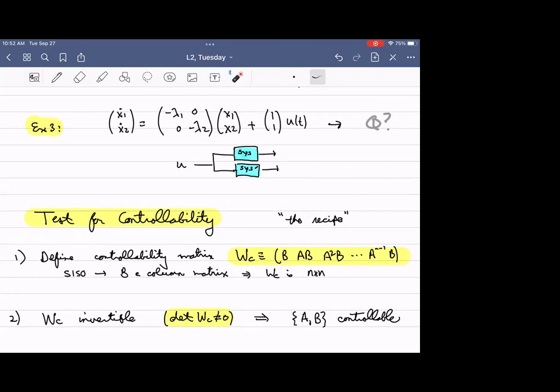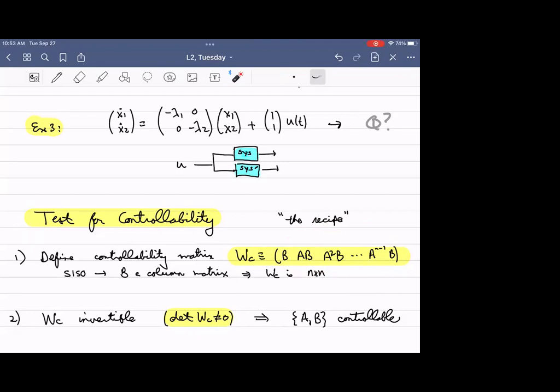B is an n-dimensional column vector. A is a matrix. And so we form a matrix that has this funny form. The first column is B. The second column is AB. Remember, B is a vector, AB is another vector, and we make that the second column. Then we take A squared B, all the way up to A to the n minus 1 B. This forms an n by n matrix. And if the determinant is not zero, so if it's invertible, then the system defined by the matrix A and vector B is controllable.